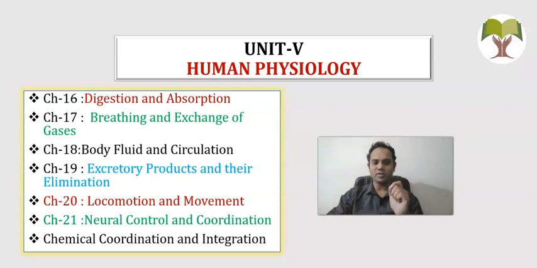That is the chemical coordination and integration. I forgot to write there chapter number 22, but that is chapter number 22. Okay, so let us see very briefly what we are going to study in this unit of human physiology. In chapter number 16, what we're going to study is digestion and absorption.